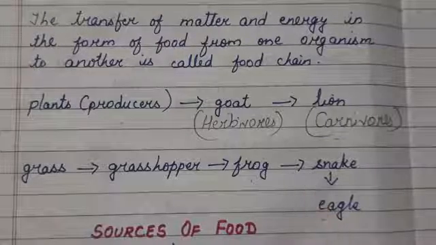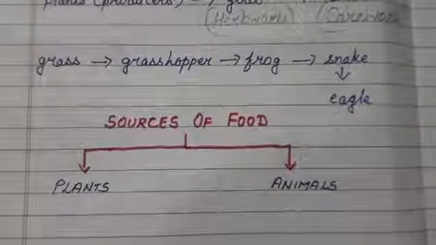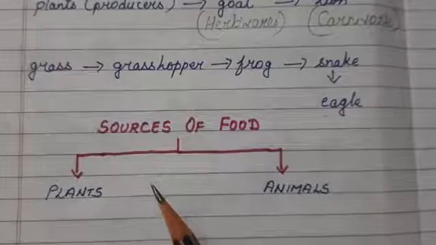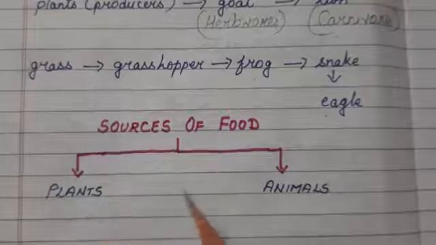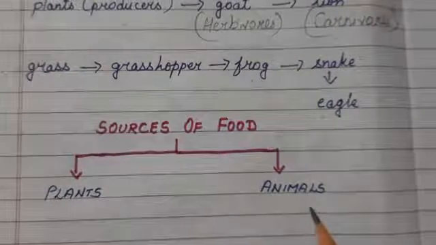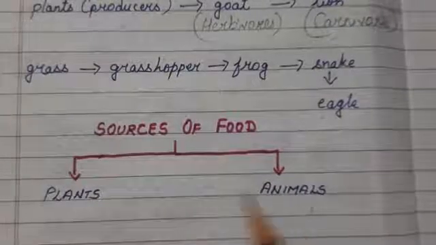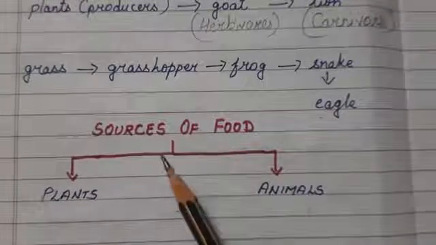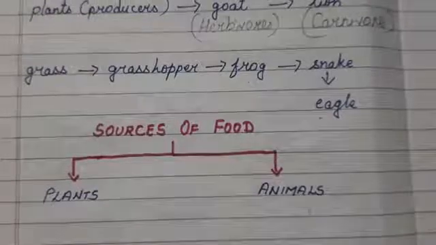Clear, children? Now we come to the sources of food. Most of the food that we eat comes from either the plant source or the animal source. Okay, so there are mainly two sources of food, one is the plants and the other is the animals. So how many kinds of sources of food are there? There are mainly two kinds of sources of food, that is the plants and the animals.